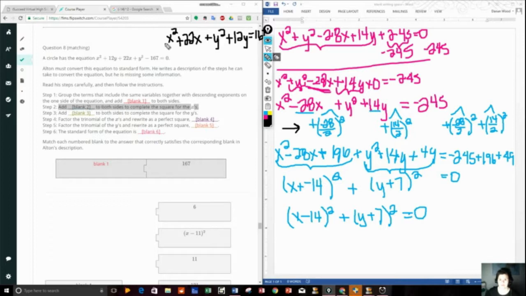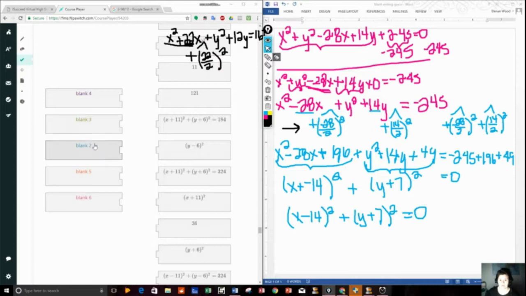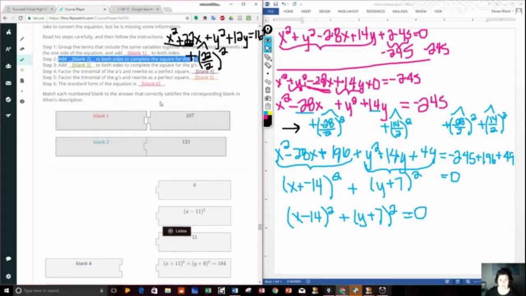He is saying add blank to both sides to complete the square for the x's. Okay, so I'm looking for my x's, and what did we add? Well, we always add b, the number attached to the x, halves. So we're going to add 22 halves squared to both sides. So what is 22 divided by 2? That's 11. 11 squared is 121. So blank 2 is going to be 121. We add 121 to both sides.